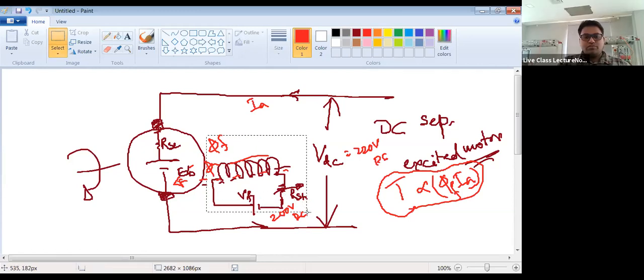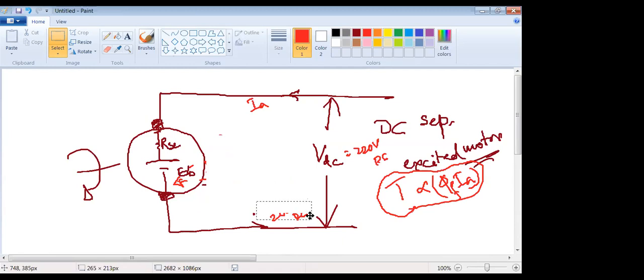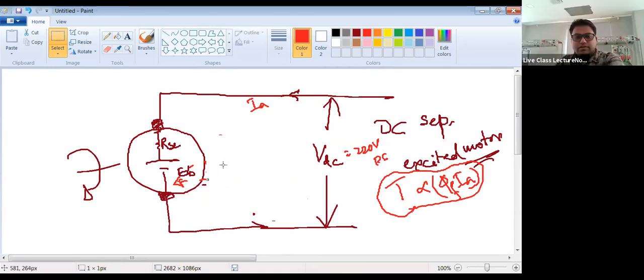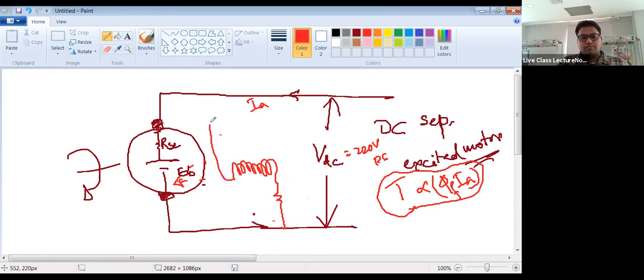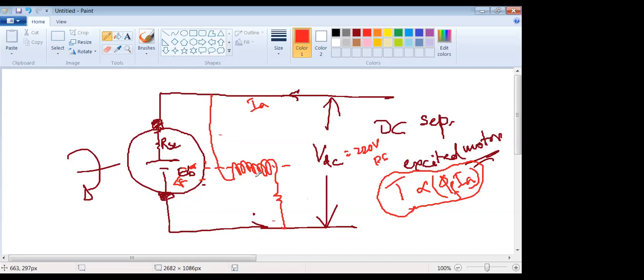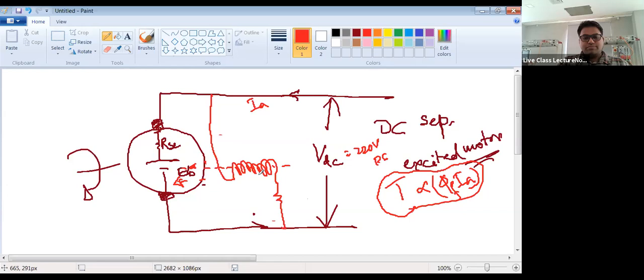So what can we do? We can put this winding in parallel, right? Can this not happen? If you put this winding in parallel to the supply voltage, then we have the advantage that the field flux will more or less remain constant, right? And it will exhibit the same characteristics as that of a DC separately excited motor. The characteristics will differ by a very small factor, but almost it will be the same, right? So the advantage is that only one power supply has to be there.